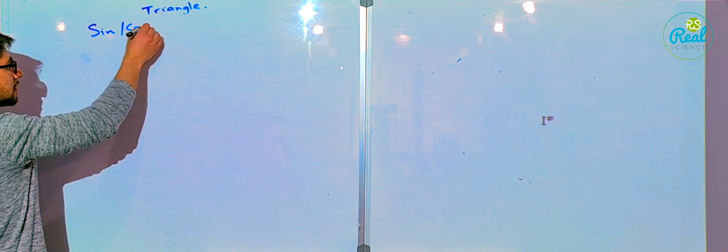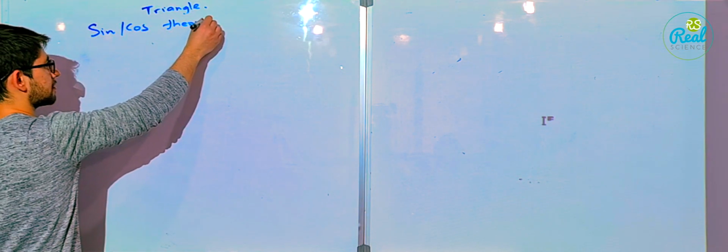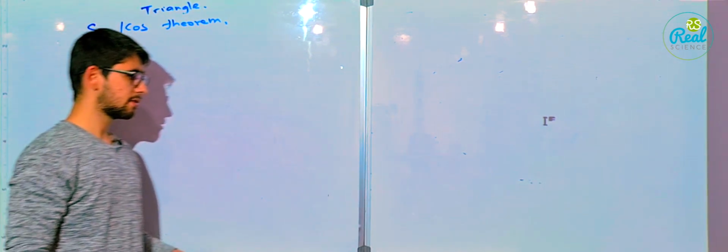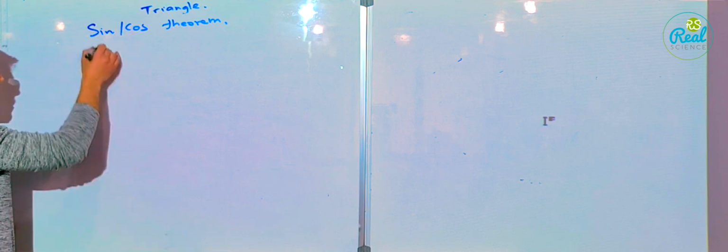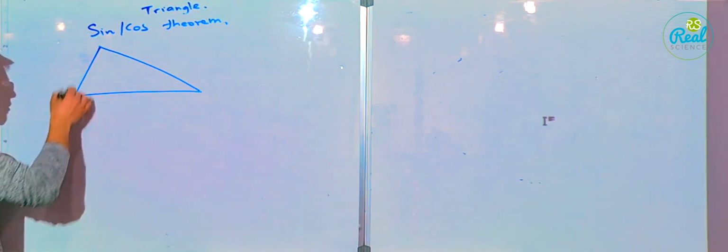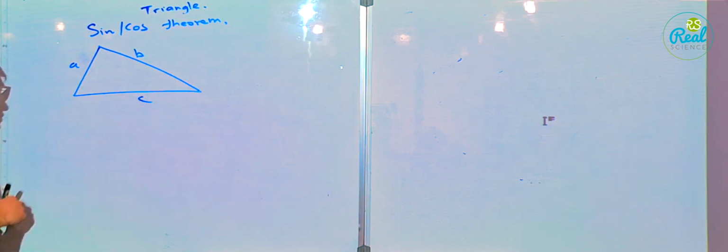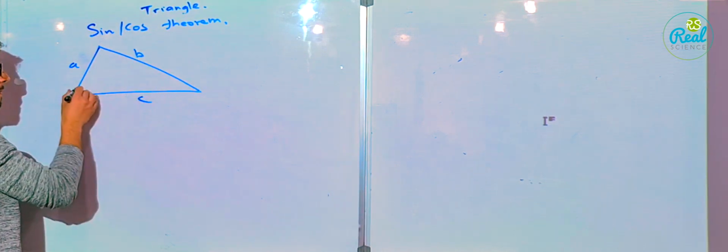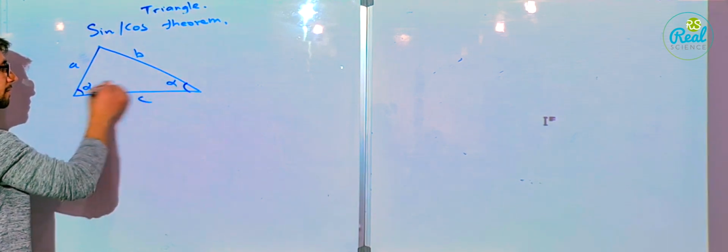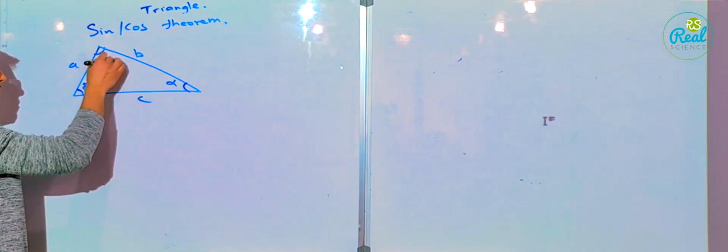Sine and cosine theorem. So, how to use sine theorem or how to use cosine theorem? If you are having a triangle, any triangle ABC, with the sides A, B, C, and you are having angles alpha, beta, and gamma.